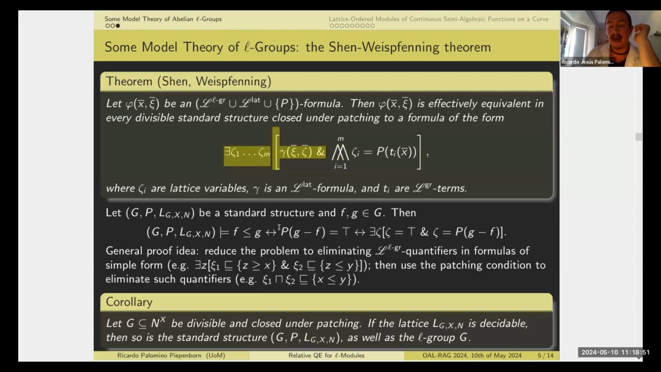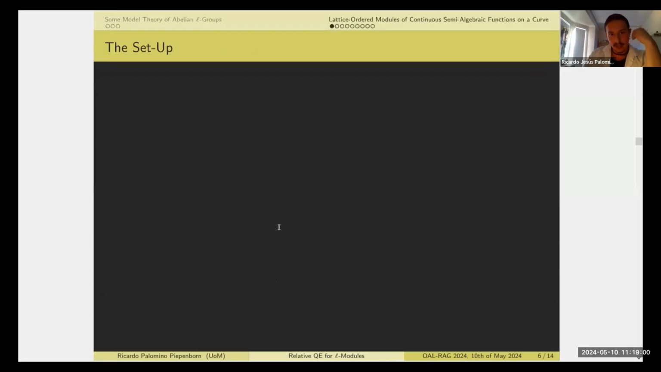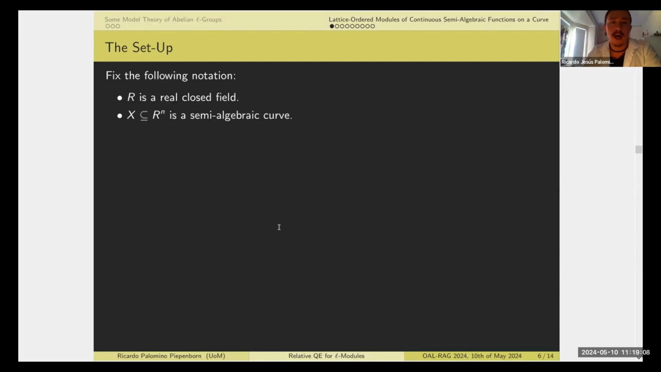So let me just get now onto the second part, which is about my work on adapting this theorem and these results to this particular case of lattice-ordered modules. So let me just start with the setup. I will start by fixing some real closed field R, some semi-algebraic curve X, so a one-dimensional semi-algebraic subset.